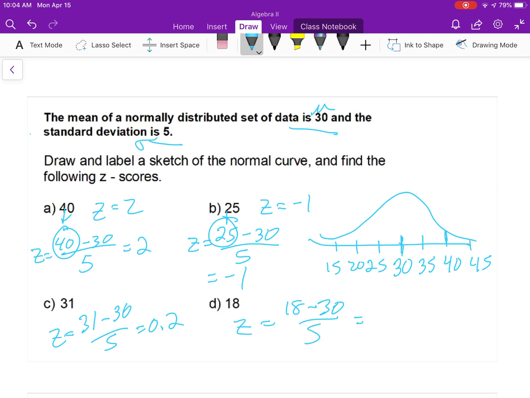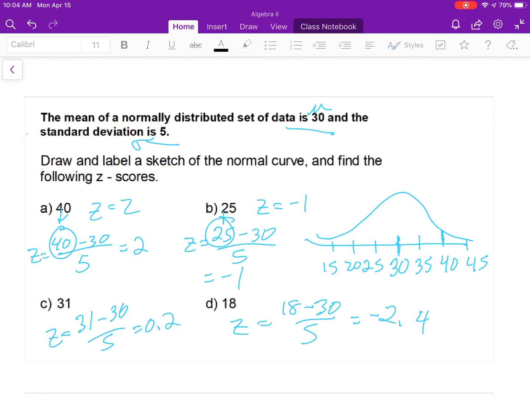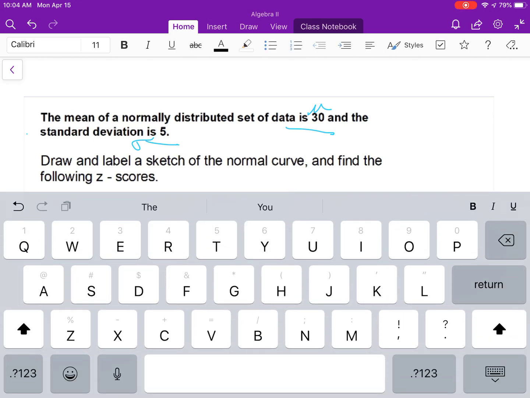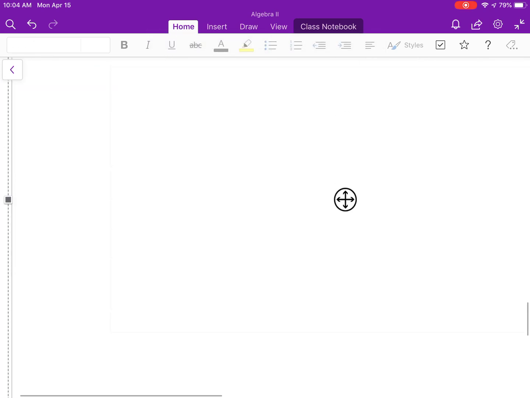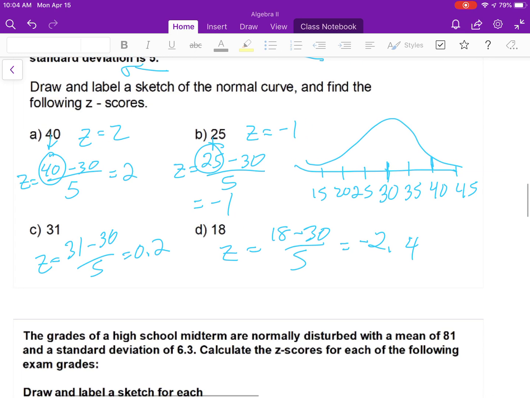Divide that by 5, and I get -2.4. Now the only thing with the negative is it just tells me the direction away it is, the direction that it is above or below the mean. So since that's a negative Z-score, and how the other one's a negative Z-score, just tells me that they're below. If they're positive Z-scores, that's going to tell me that it's above.